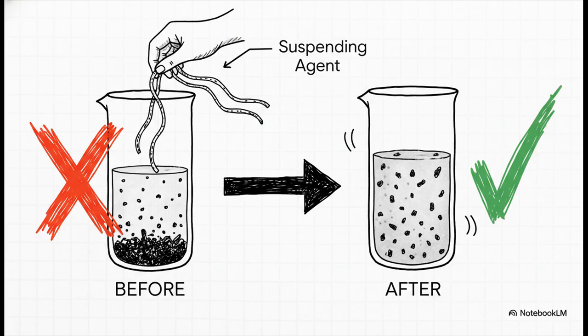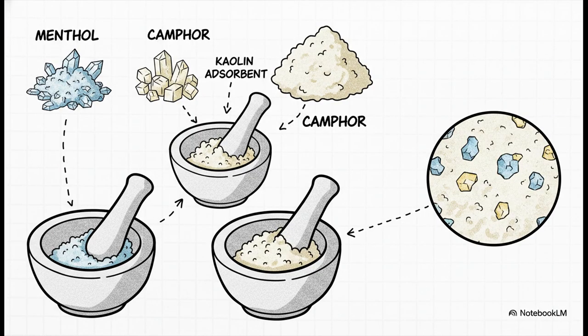And what about those stubborn solids that won't dissolve, like zinc oxide in a calamine lotion? For this job, you need a suspending agent. What this does is it makes the liquid a bit thicker, increasing the viscosity. That slows down how fast the solid particles settle, making sure the patient can get a uniform dose after a good shake.